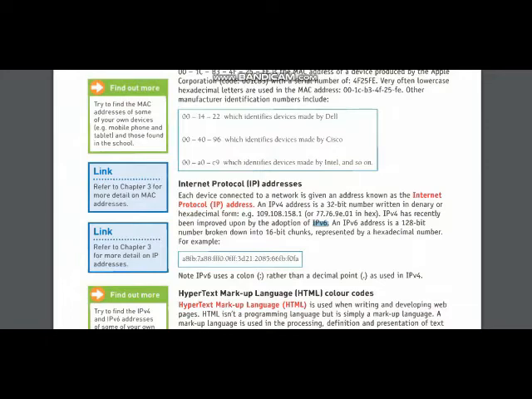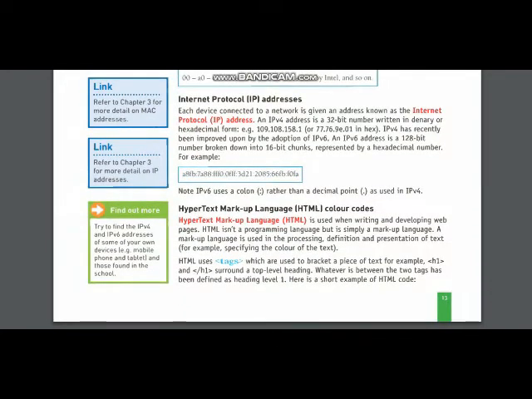So you can see 1 byte, 2 bytes, 3 bytes, where 2 hex digits make 1 byte, 4, 5, 6, 7, 8, 9, 10, 11, 12, 13, 14, 15, 16. And in the older IP addresses, the convention is to use one colon, but the newer convention of IP addresses uses one decimal point.